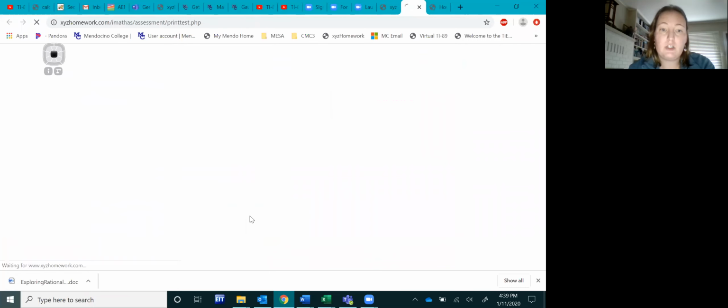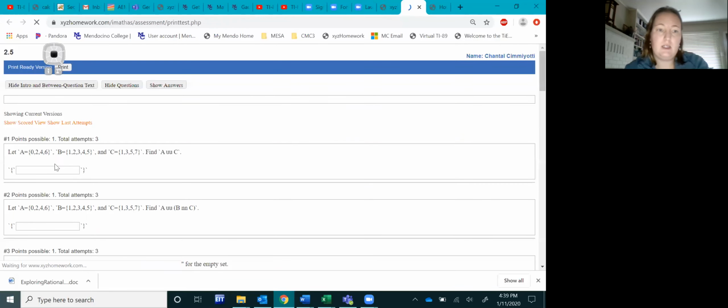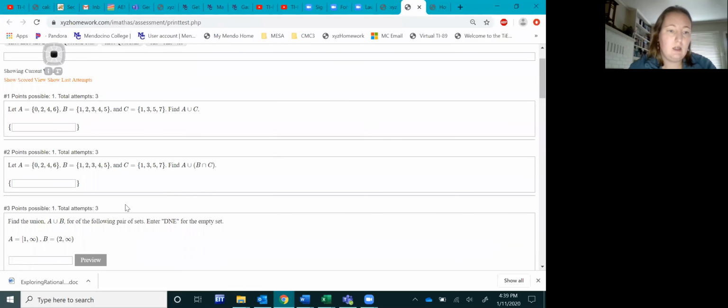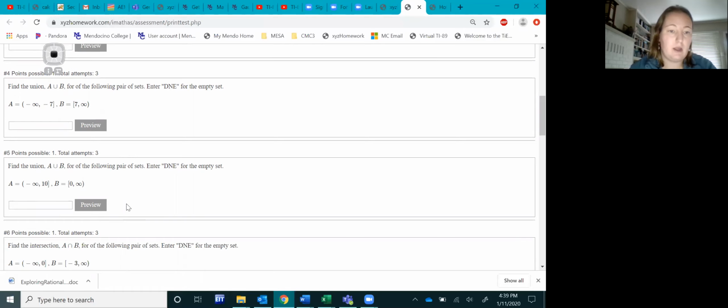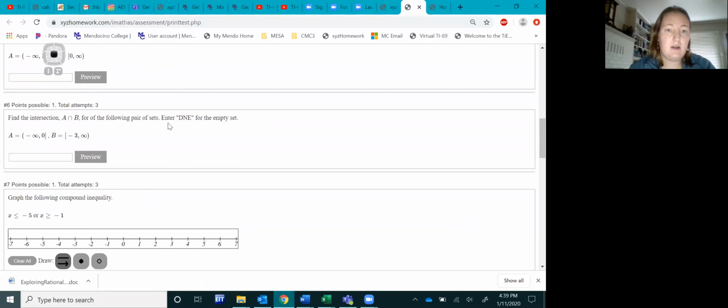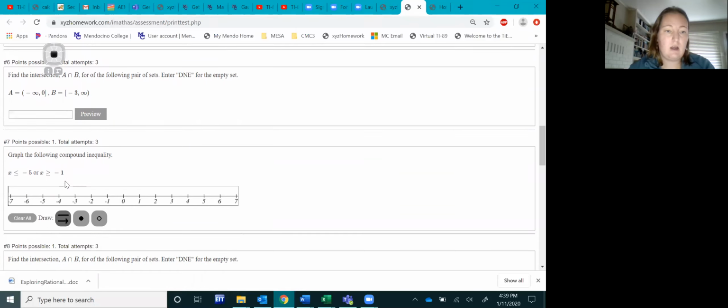Oh, and this print version allows you to print it in a more condensed way, which is great for you to maybe have when you're not by a computer, and then you can go ahead and enter your answers once you have access to your computer again. See, it'll say here, enter DNE if it is an empty set, if it doesn't exist. So graph the compound. If you want to go between 2 things, this is not necessarily the answer, but just to model the situation.